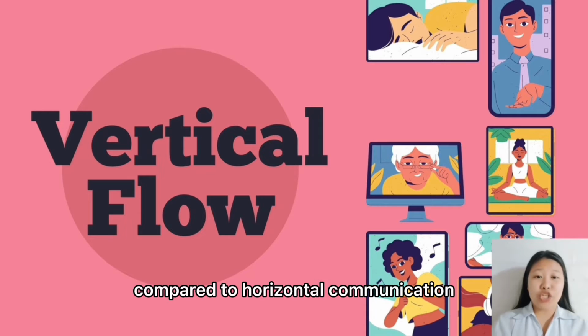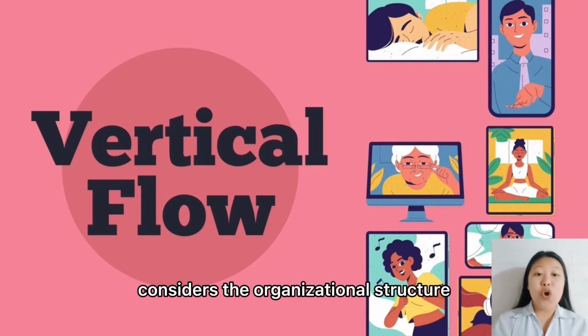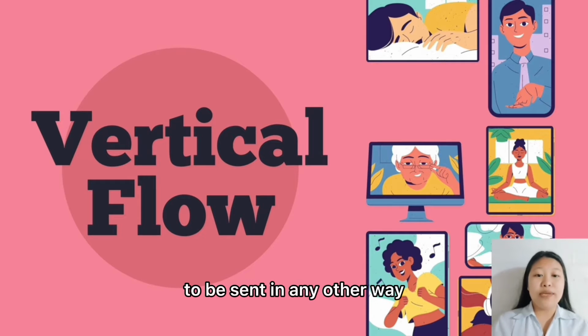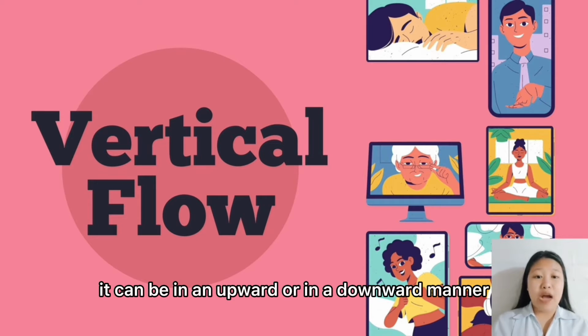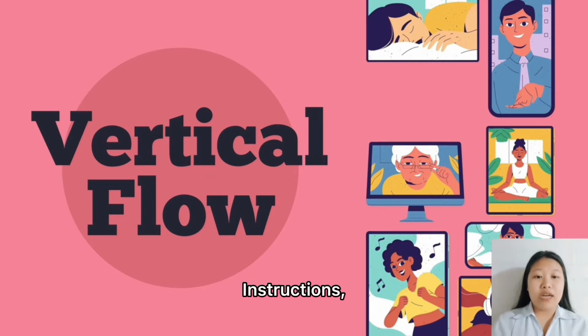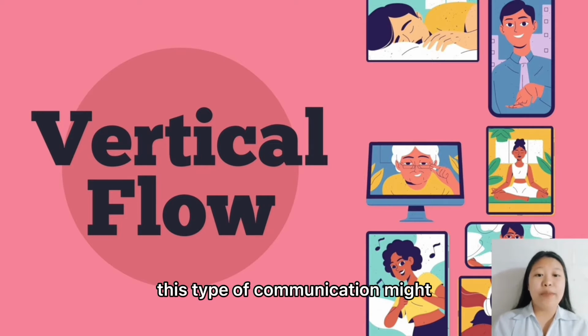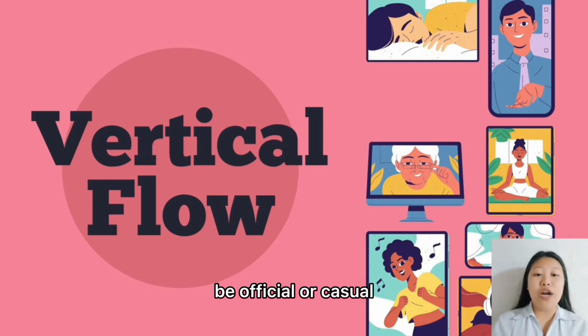Vertical communication, compared to horizontal communication, considers our organizational structure and does not enable information to be sent in any other way. It can be in an upward or in a downward manner. Instructions, formal reports, business orders, and work reports are just some of the examples of vertical communication. Additionally, this type of communication might be official or casual.